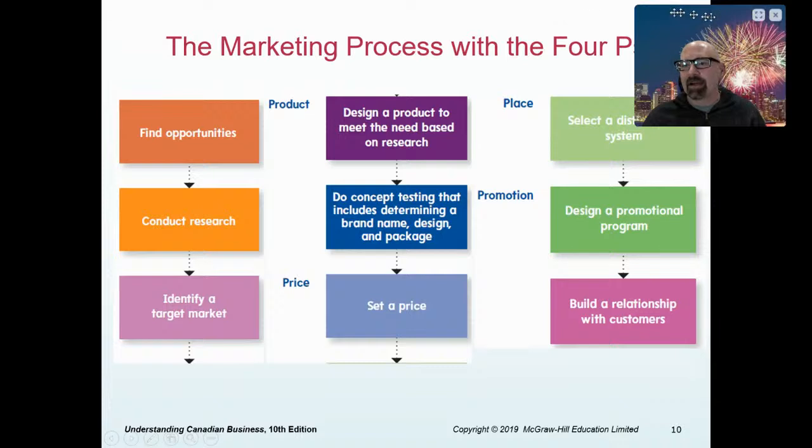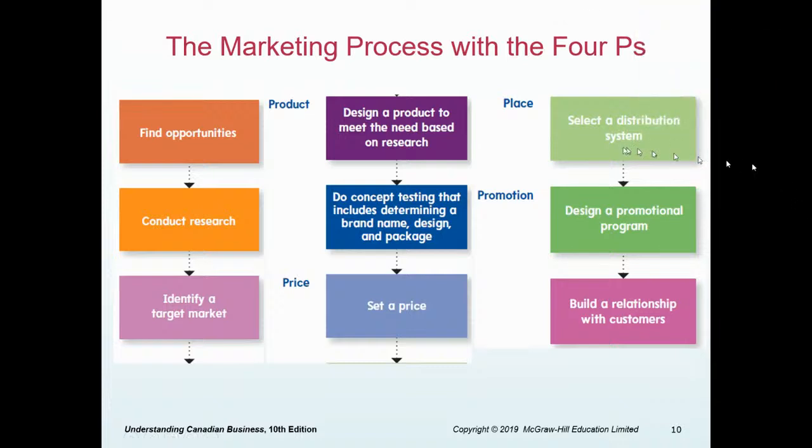Okay, just move me out of the way here. So let's look at some different aspects here. So what do we do? Find opportunities, conduct research, identify a target market. Okay, identify a product that meets the needs based on our research over here. Do some testing that includes brand name, design, packaging, etc. Set a price, figure out a distribution system, design a promotional program, and build relationships with customers. Right? So we can see where product, price, place, and promotion have an impact here.